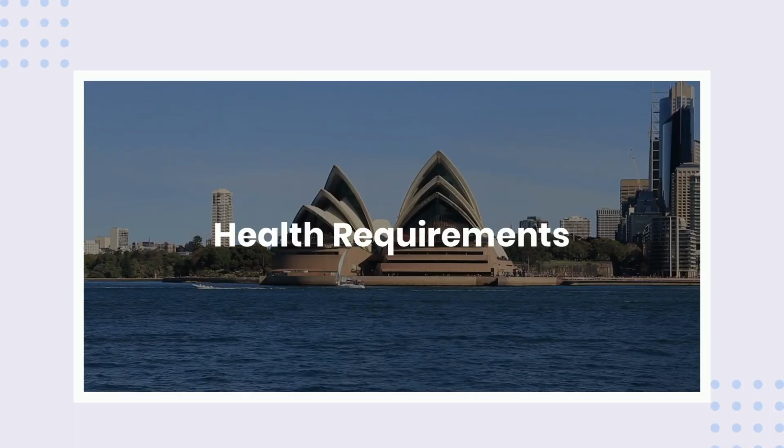The next one is health requirements. One of the key requirements for an Australian student visa is to meet the health requirements, which is to demonstrate that you are a healthy person and you don't have any pre-existing condition that can jeopardize your studies here in Australia, and also to protect the Australian community from any health risks. So in order to meet this requirement, you might need to undergo a medical examination. There are approved doctors and clinics in various countries where you can get this medical examination done.